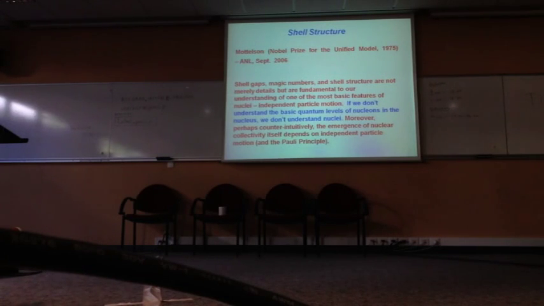But he said this: shell gaps, magic numbers, and shell structure are not mere details, but are fundamental to our understanding of one of the basic features of nuclei, independent particle motion. If we don't understand the basic quantum levels of nucleons in the nucleus, we don't understand nuclei. Moreover, perhaps counterintuitively, the emergence of nuclear collectivity itself depends on independent particle motion and the Pauli principle. Okay, so we need to understand the magic numbers and these nucleonic orbits.